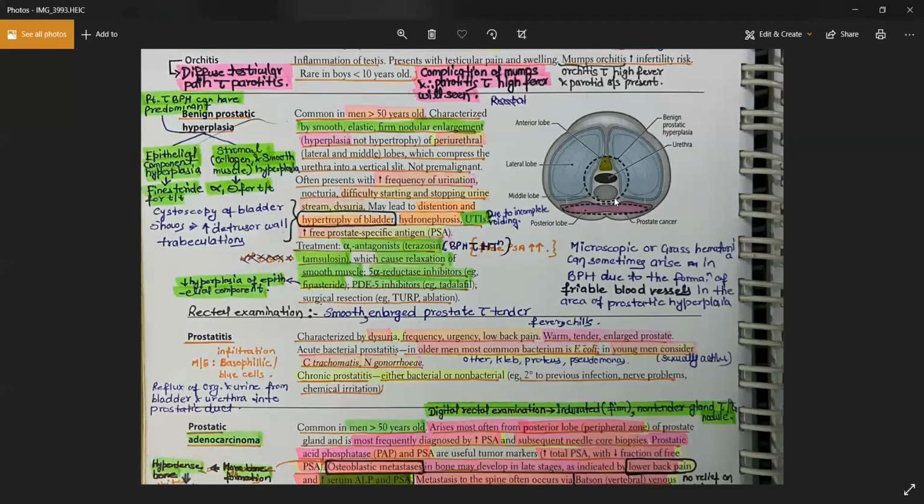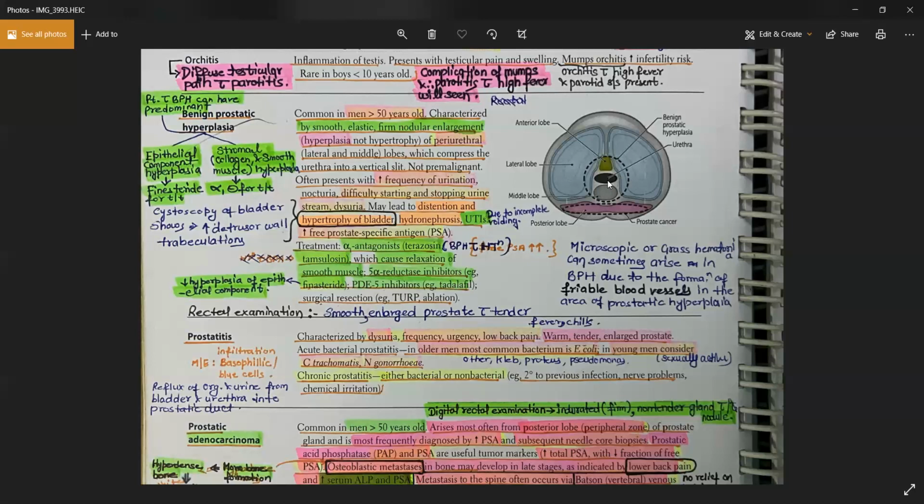Now, BPH arises from the periurethral zone, or the transitional zone. Around this urethra you have the periurethral zone, or the transitional zone, and from this area the BPH arises. When the BPH arises, it will compress the urethra. So the patient will always present with the early symptoms of obstruction.